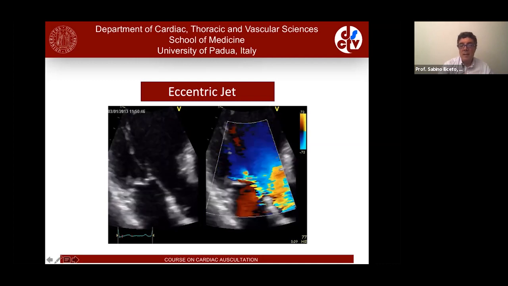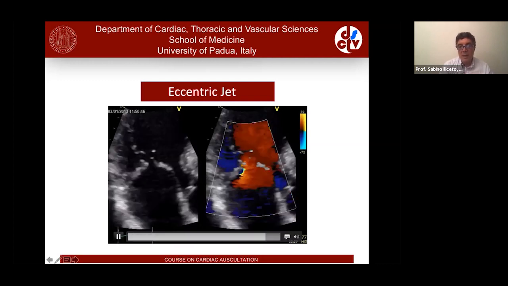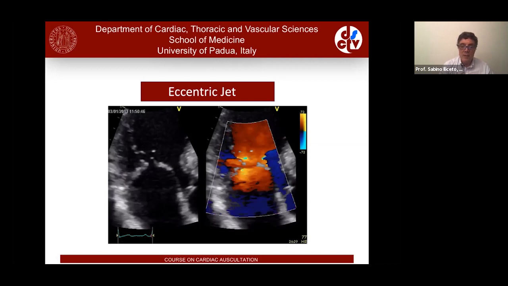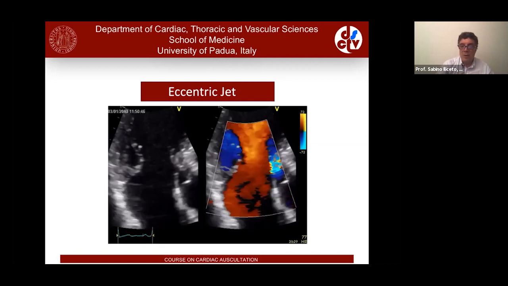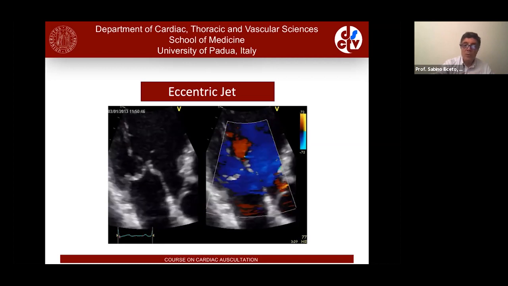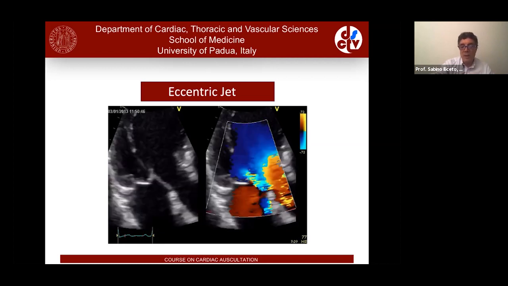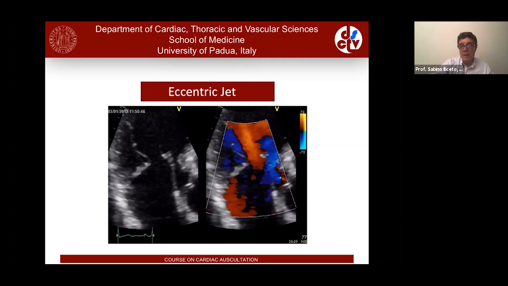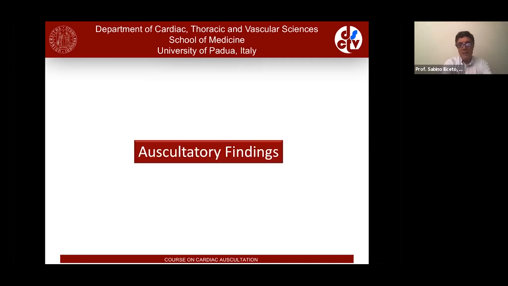This means that the murmur, if present, can be irradiated either through the posterior wall of the aorta and therefore through the base, or through the lateral wall of the left atrium, and because of this, through the axilla. So let's concentrate now on auscultatory findings.